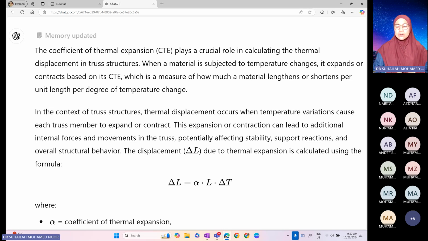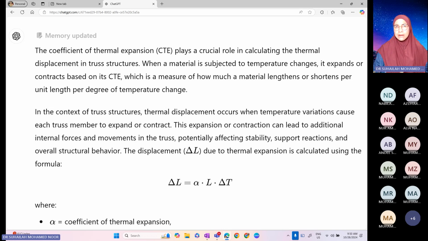Okay, this expansion or contraction can lead to additional internal forces. Dia akan ada additional internal forces and akan ada additional displacement, akan ada additional reaction. Potentially affecting stability, support reaction, and overall structural behavior. So this is the formula. Okay, delta L equals alpha L delta T.